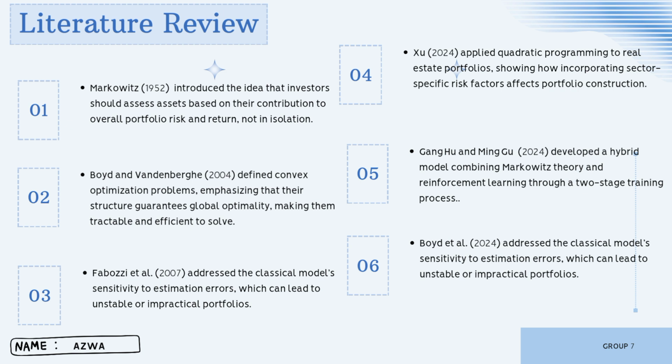Second is Boyd and Vandenberghe 2004, who defined convex optimization problems, emphasizing that their structure guarantees global optimality, making them stable and efficient to solve. They highlighted quadratic programming as essential for portfolio optimization, where the objective function is quadratic and constraints are linear. Third is Fabozzi et al.